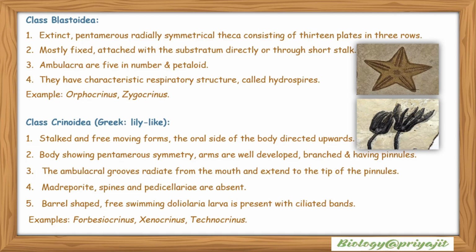Body showing pentamerous symmetry. Their arms are well developed, branched and having pinnules. The ambulacral grooves radiate from the mouth and extend to the tip of the pinnules. They have madreporoid, spines and pedicellaria are absent. They have barrel-shaped free-swimming doliolaria larva which is present with ciliated bands. Examples include Forbaciochrinus, Xenocrinus, Technocrinus, etc.